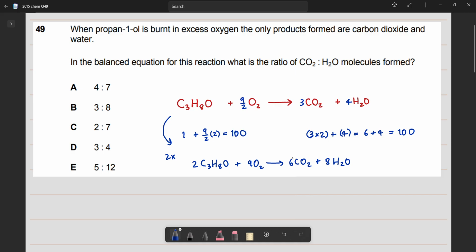So what we can do, we already know if we divide this by 2 back, we'll get this ratio, 3 carbon dioxide and 4 water molecules. So now in our given options, option D is correct because this corresponds to our working, 3 and 4 in the simplified ratio. So option D is the correct option, 3 and 4. So that's how we solve this question.